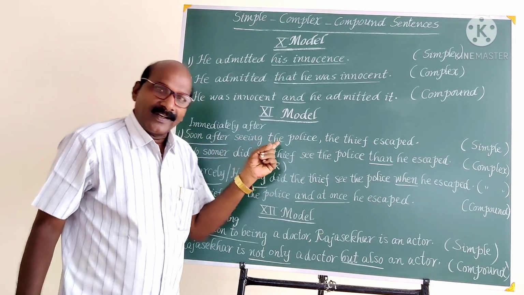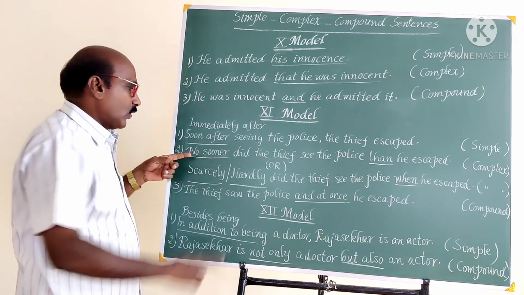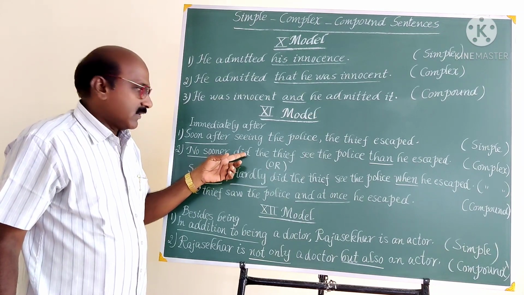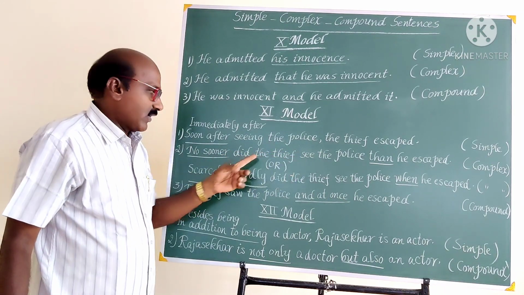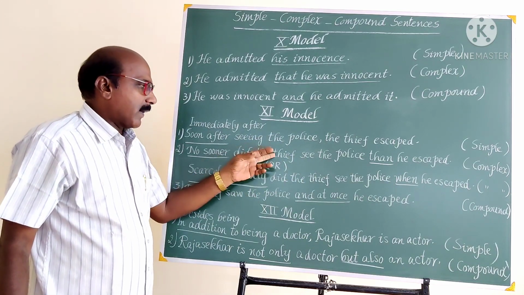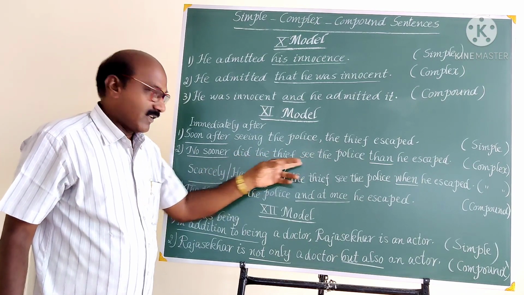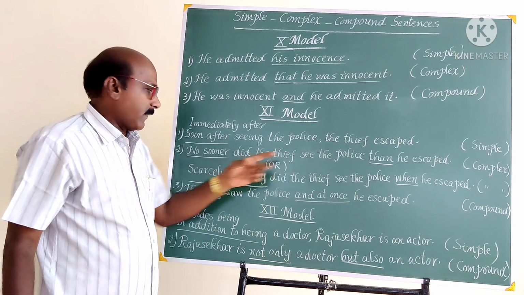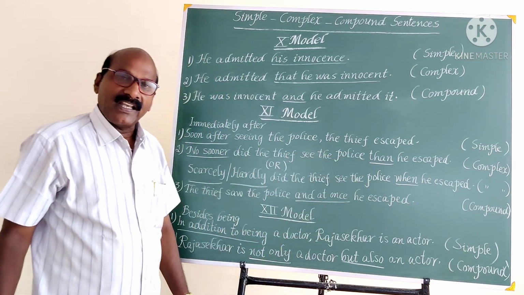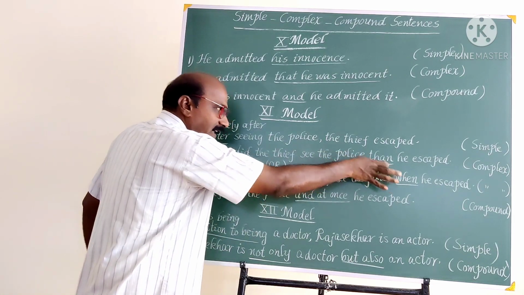And to change that type of simple sentence into complex, we have to use no sooner at the beginning. No sooner, and it is followed by did, then subject plus V1. Did, subject, V1. Sometimes you can use had, subject, V3. Had the thief seen, like that. Or you can say did, subject, V1. No sooner did the thief see the police than he escaped. So no sooner is always followed by than.